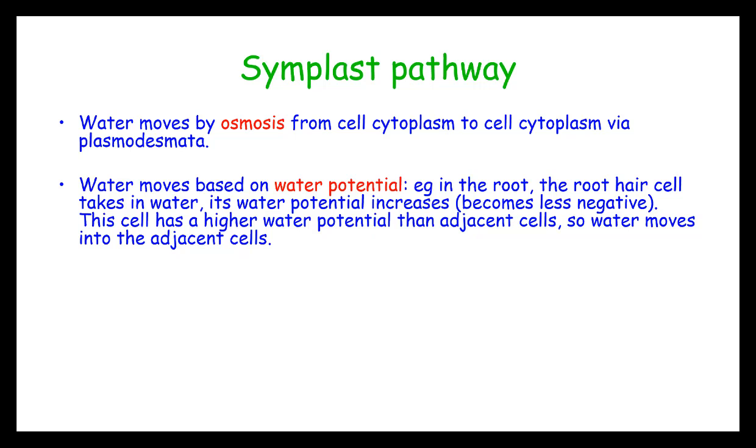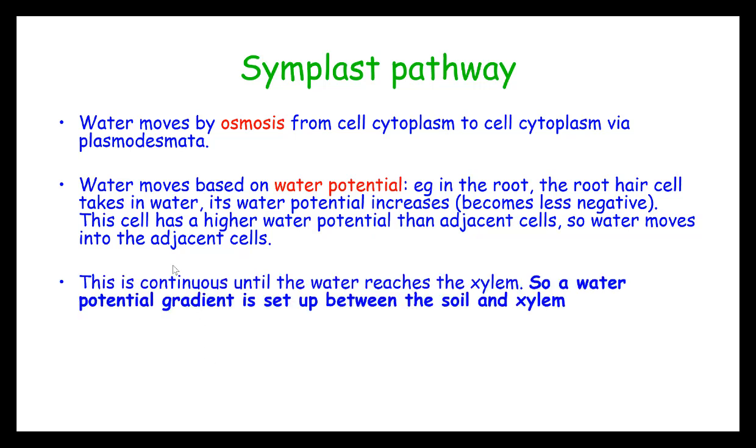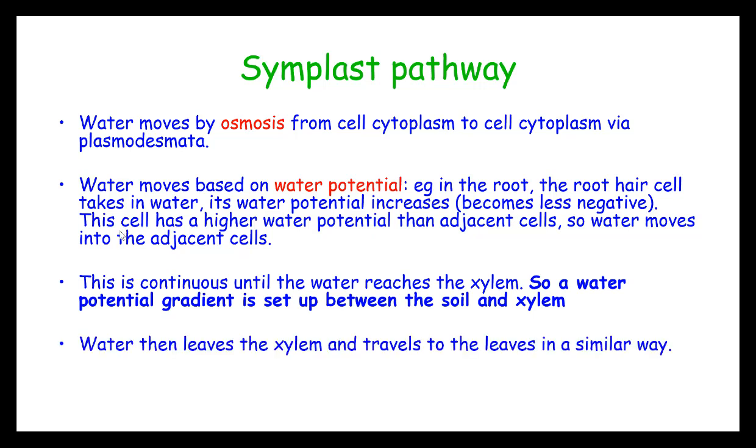The water moves based on water potential. So for example, if the root hair cell takes in water, its water potential increases, becomes less negative. So this has a higher water potential than adjacent cells, so the water moves into the adjacent cells. In other words, it's continuous until it reaches the xylem, so a water potential gradient is set up between the soil and the xylem. Water then leaves the xylem and travels to the leaves in a similar way.